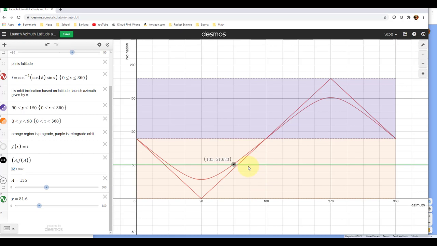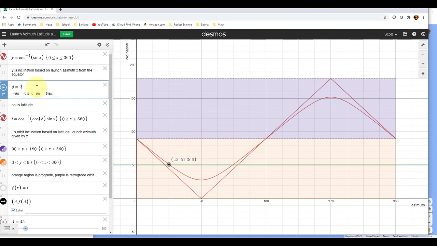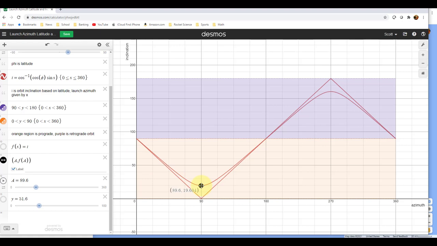Well, now let's set this to the latitude of the Wenchang Launch Center in China, 19.6. And now I can see, of course, that launching at 90 degrees directly eastward results in an orbit inclination of 19.6 degrees. But notice anything that's between 0 and 90 degrees for a launch azimuth is going to give you the same result as what you could achieve with launch azimuth angles from 90 to 180.